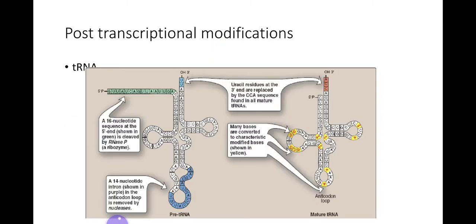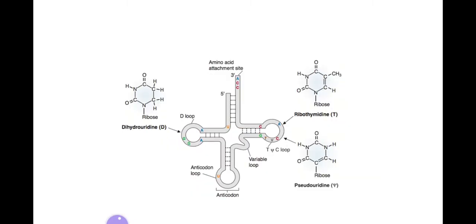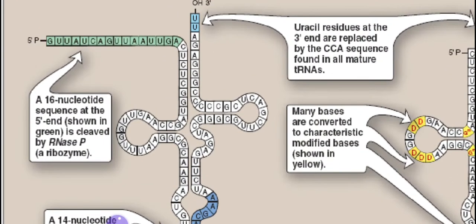Now the transfer RNA. In both eukaryotic and prokaryotic cells, transfer RNA is made from longer precursor molecules, and they are extensively modified. First of all, see that the 16 nucleotide sequence at the 5' end, which you are seeing shown in the green color, is cleaved by RNase P. RNase P is a type of ribozyme, RNA which acts as an enzyme. So this 16 nucleotide sequence is removed.